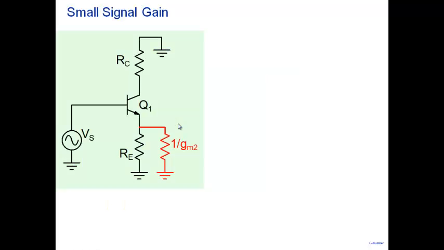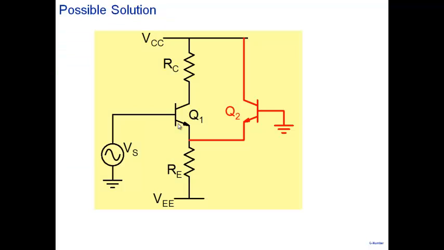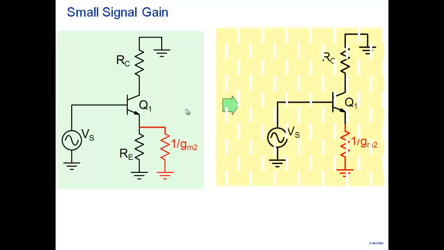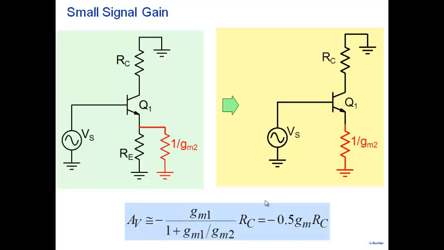Let's calculate the gain. So when I calculate the gain here, note Q2 will appear as 1 by GM. So this is my small signal circuit, and RE typically will be much larger than 1 by GM, so RE can be neglected here. We put 1 over GM2 here, and this circuit we can easily analyze. The gain will be GM1 times RC divided by 1 plus GM1 by GM2. Okay, GM1 times this resistor here. So that will be the gain.